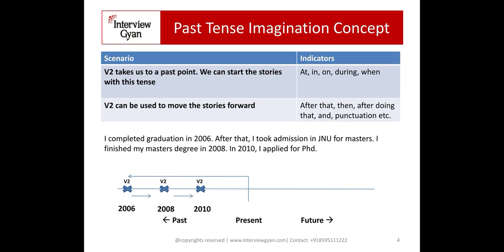So the rule is very easy. The rule is you go to any one past point, use second form. Keep on moving forward, keep on using second forms. So if you apply this rule, you can very easily talk about your past experiences. You can talk about a number of scenarios that you have experienced in your past. Let's take one example, guys.